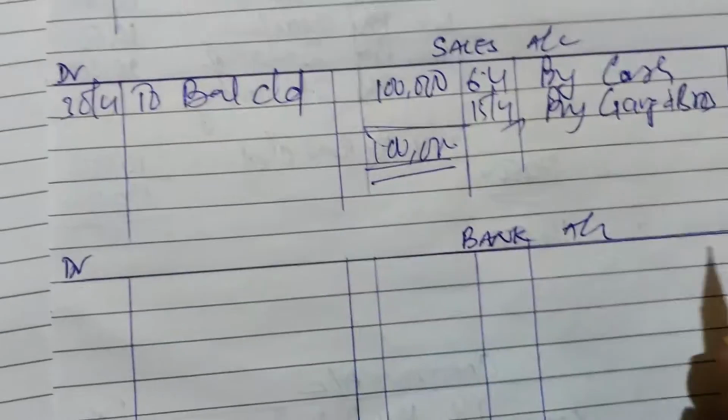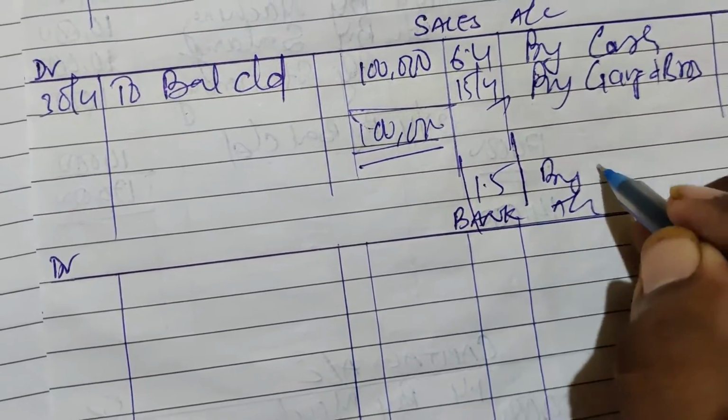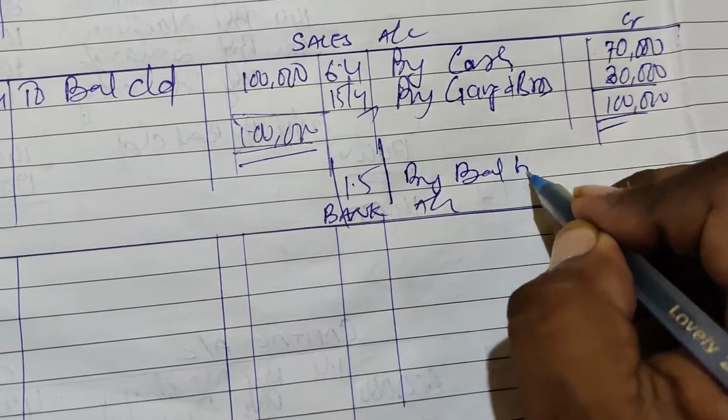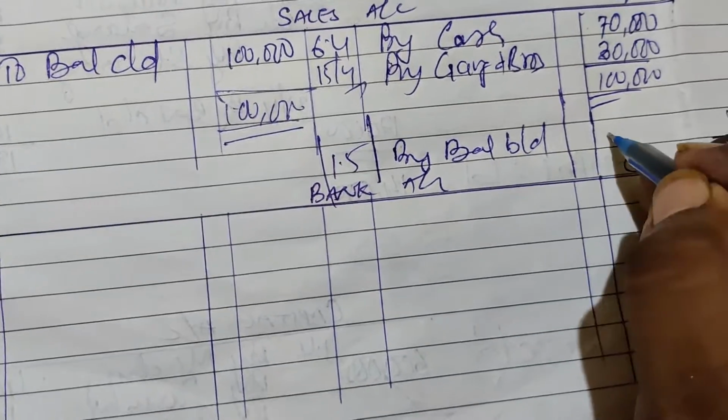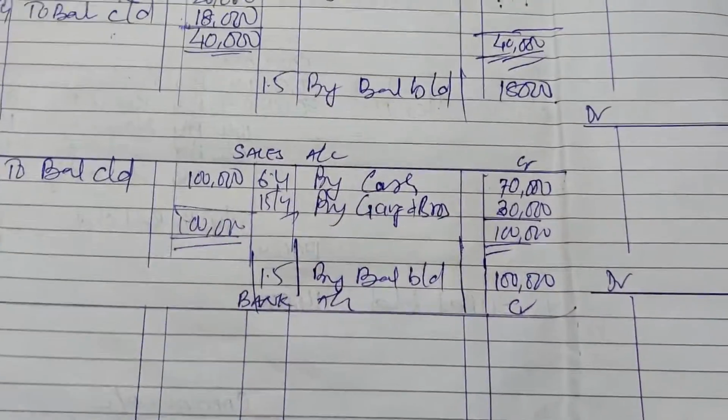This balance will come in the next month. Next month means 1/5. You will get here by balance brought down. How much? 1 lakh is the balance brought down.